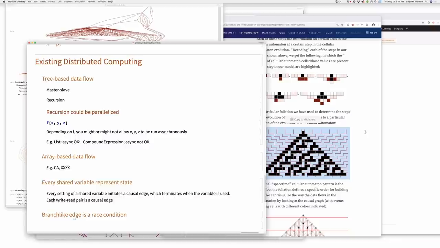Yes. Okay, so what does this mean? What is this notion of branch-like edges or race conditions? What does that mean for consensus in blockchain-like systems? Because if you see consensus happening in a blockchain system or some other voting-based consensus system, for the simplest blockchain case.